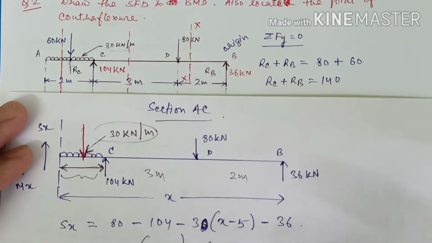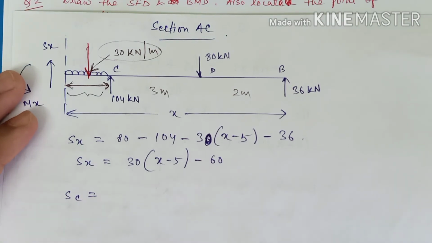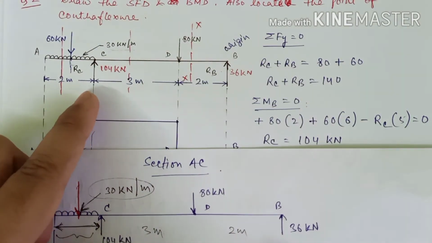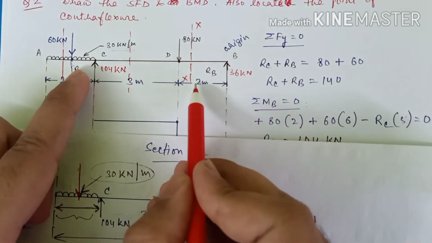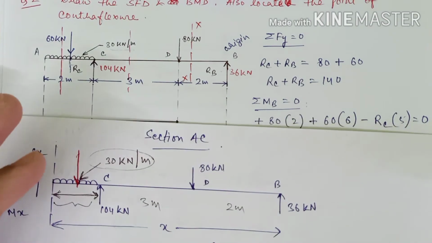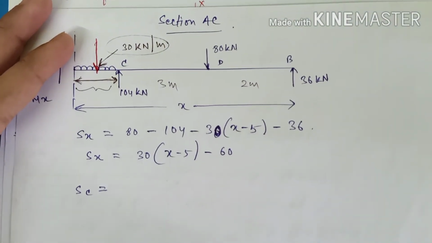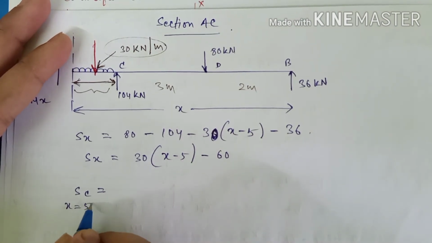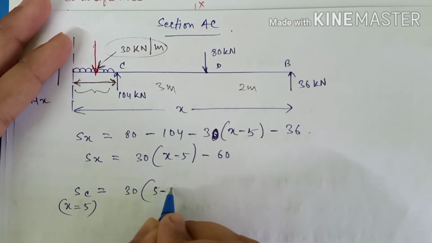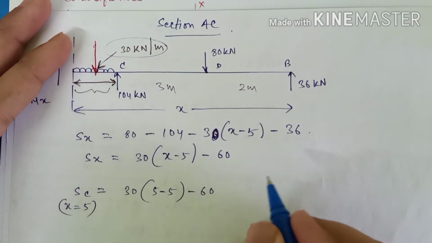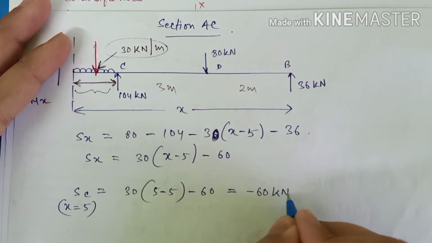So first at section C. Let us find the value of shear force at C. What will be the distance from the origin at section C? It will be 2 plus 3, that is 5, right? So for finding the value of shear force at C, we have to take x equals 5. So you just put the value here, that is 30 times 5 minus 5, minus 60. So it will give you minus 60 kilonewtons.